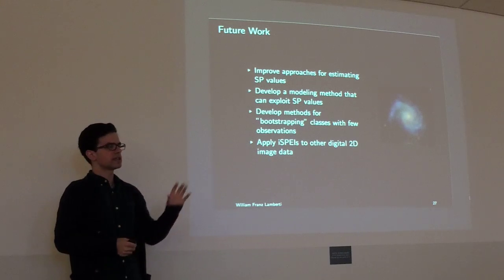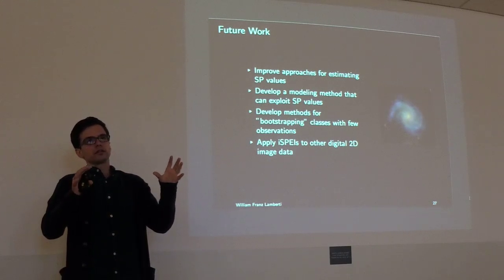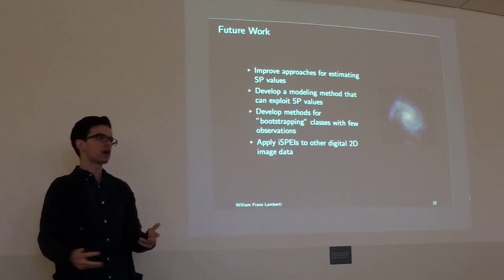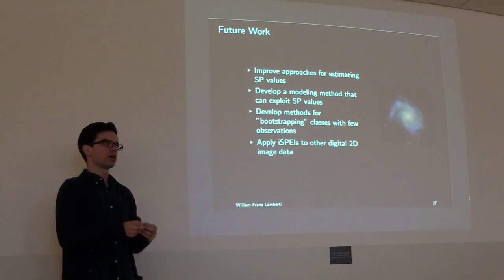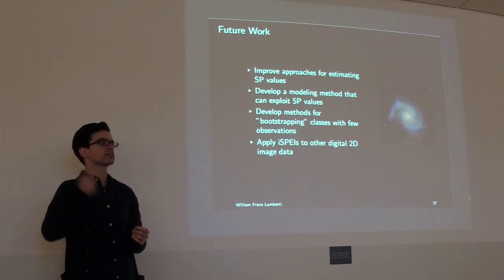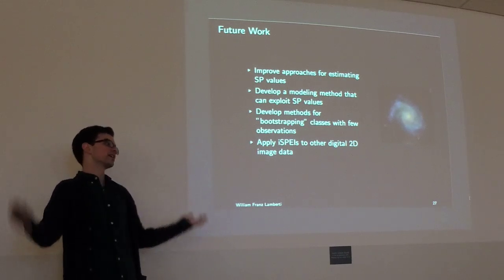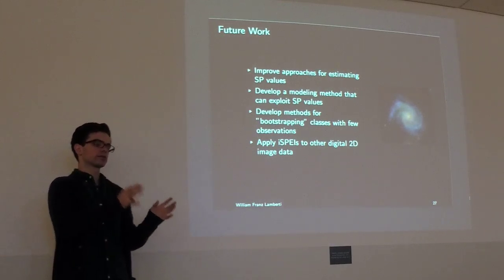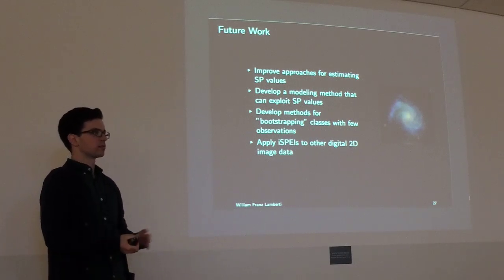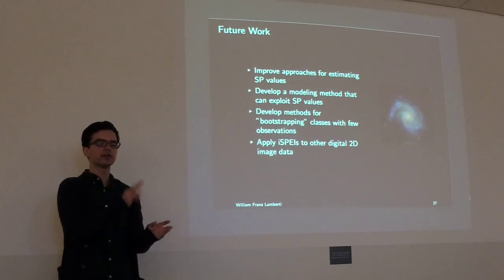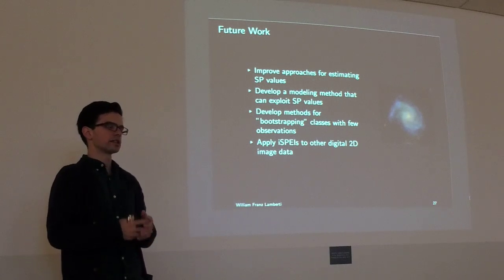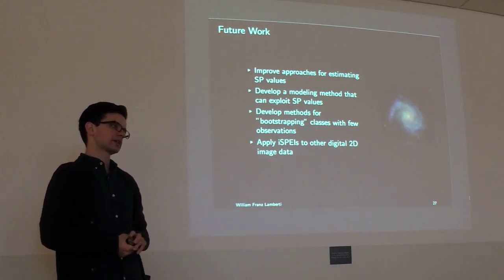Another area to investigate is applying a bootstrapping-like method to get more observations for different classes. So if I only have 2 observations for the semicircle class, I want to be able to sample those 2 observations repeatedly to get more data. That method would be partially inspired by the bootstrapping method from statistics that you might have heard of. And then another area is to apply iSPEIs to other 2D digital image data, such as galaxy classification.